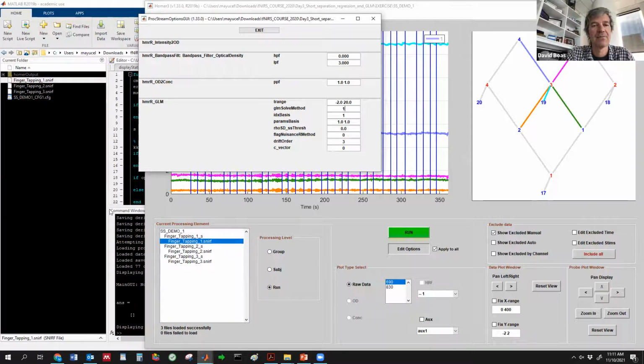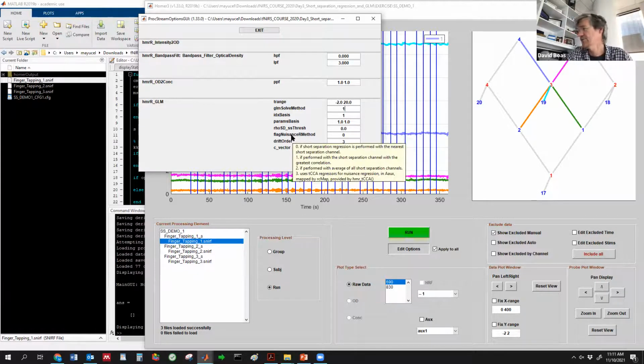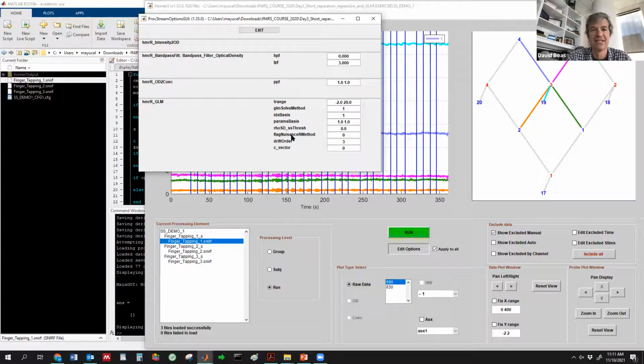Then you have a threshold for the source detector short separation. Let's set that to 0 initially, so we won't do any short separation regression. You have the flag for the method to use for the short separation regression. This is where you have the option. If you put 0 there, it uses the nearest short separation channel. If you hover over it, you can get that context-sensitive help.